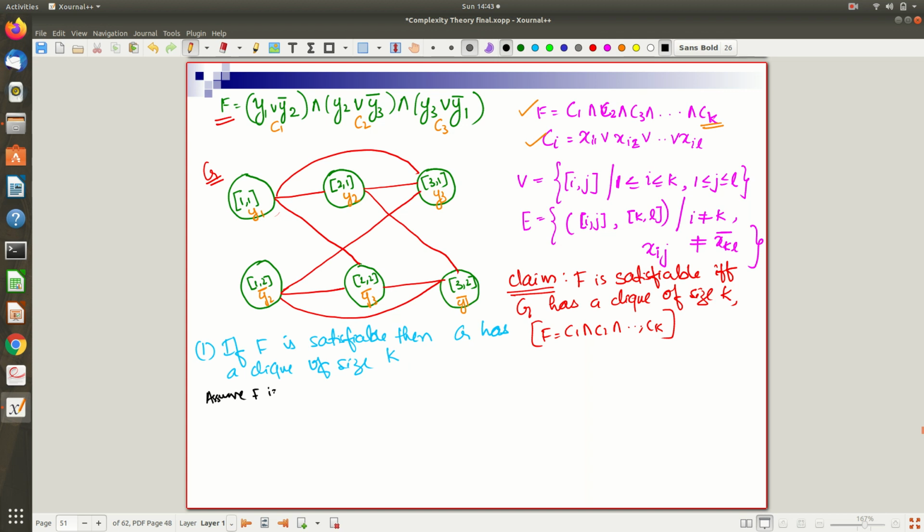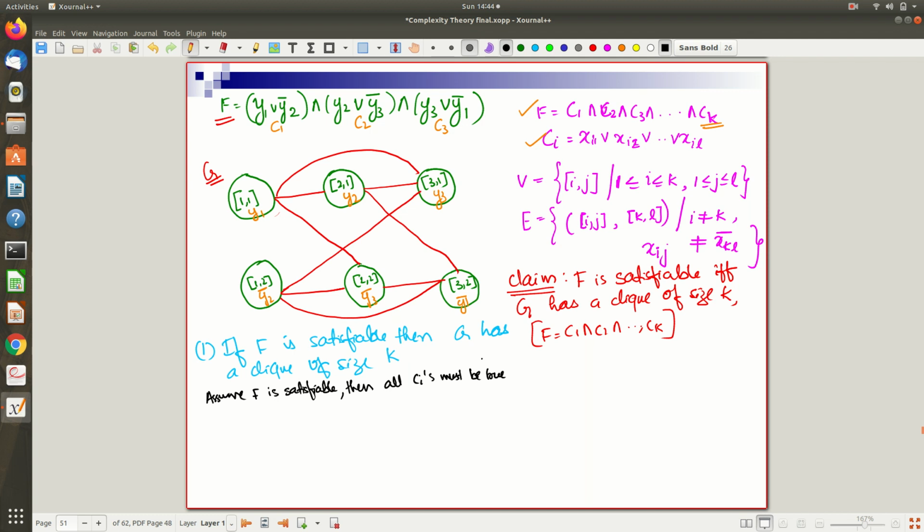Assume f is satisfiable. So if a formula is satisfiable, that says that every clause is going to give you a true, because I should get a true from here, a true from here, a true from here, so that the AND will give me true. So that is my assumption. So all clauses are going to evaluate to true, right? So if f is satisfiable, then all Cis must be true, right? Then all clauses must be true.